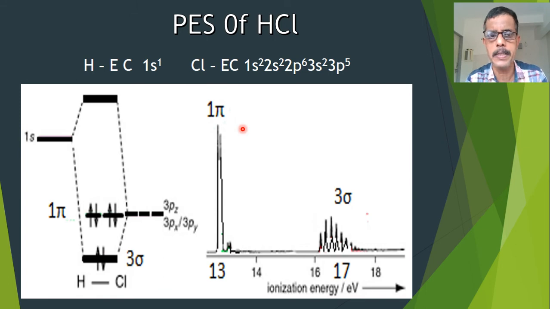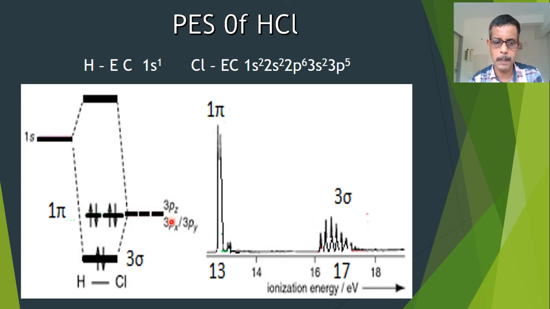So the next spectrum to be discussed is PES of HCl. It is a heteronuclear diatomic molecule. Hydrogen's electronic configuration is 1s1, and chlorine's electronic configuration is 1s2, 2s2, 2p6, 3s2, 3p5, with atomic number 17. Here the overlap takes place between 1s of the hydrogen atom and 3p of the chlorine atom. That's why only those are shown. So you have 1s1, 1 electron here, and 3p5, that is 5 electrons: 3px2, 3py2, 3pz1.